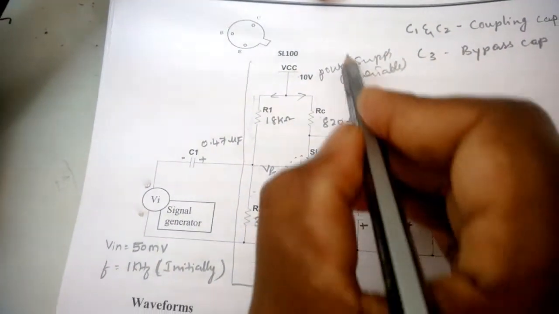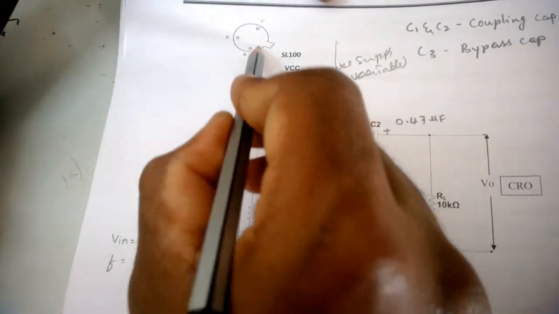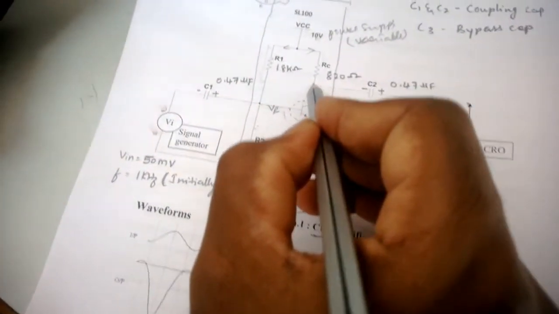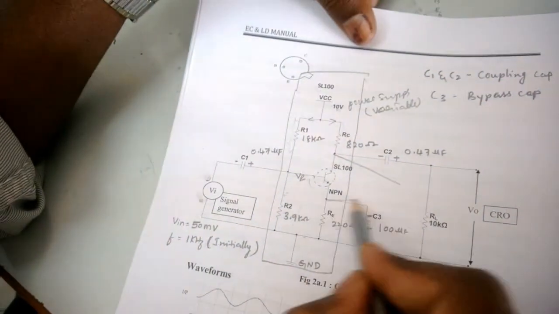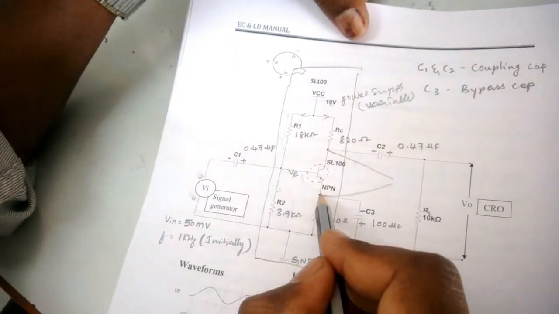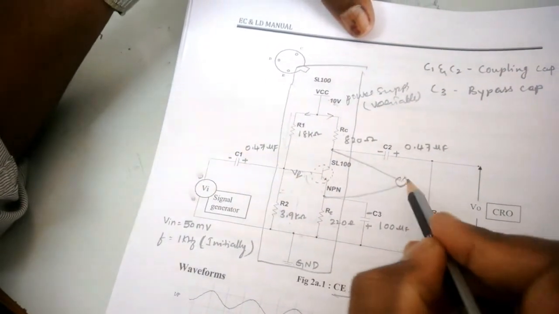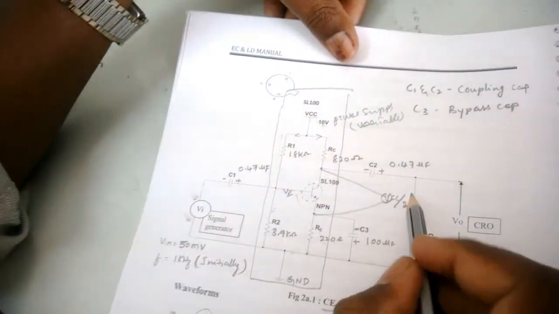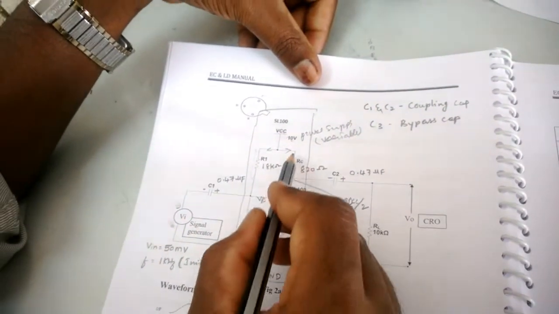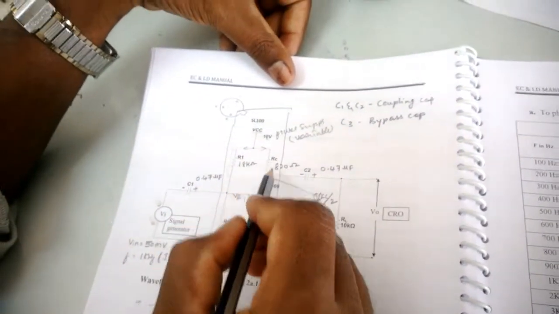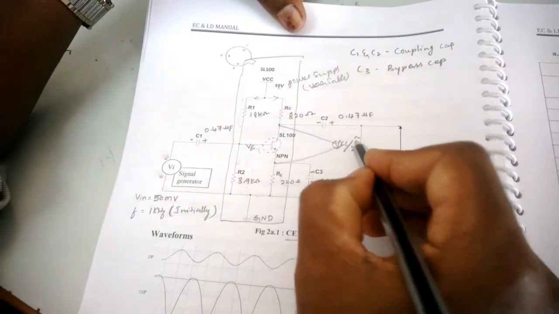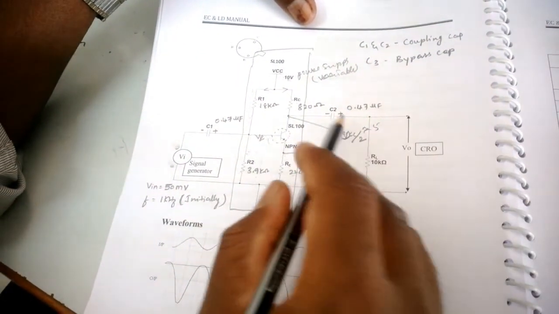So connect only this portion of the circuit initially and give 10 volts from the power supply, and verify the voltage across the collector and emitter terminals. The voltage should always be VCC by 2. The VCC supply gets divided by 2 over here. If you get approximately 5 volts across these two terminals, then start connecting the other portion of the circuit.